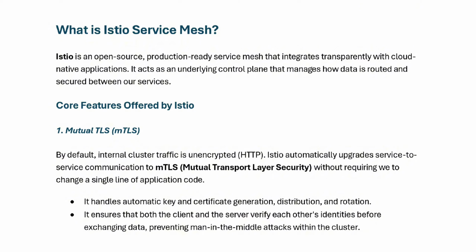What are the core features offered by Istio? First is mutual TLS or mTLS. TLS means Transport Layer Security. By default, the internal cluster traffic is unencrypted, which is HTTP. Istio automatically upgrades service-to-service communication to mTLS, that is Mutual Transport Layer Security, without requiring us to change a single line of application code. We must know that everything we deal with in Istio or a service mesh is related to internal communication, which is east-west traffic.